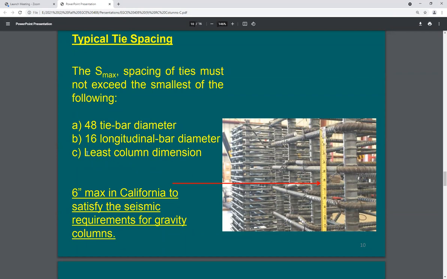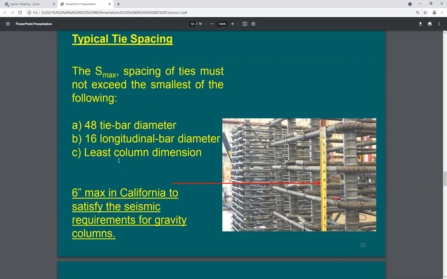The third check says least column dimension. So I'm going to say the column is 12 by 12. So the first condition is 24, then 16, and then 12 inches. Now which one controls? 12 inches. This is good as long as you're not in California. Once you get to California, it says 6 inches max. You cannot go beyond 6 inches. So the tie spacing in California is a maximum of 6 inches.